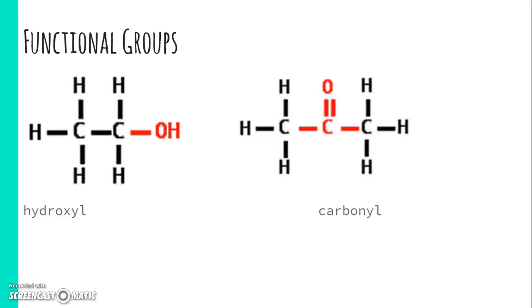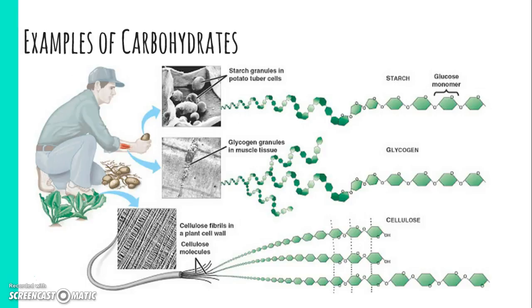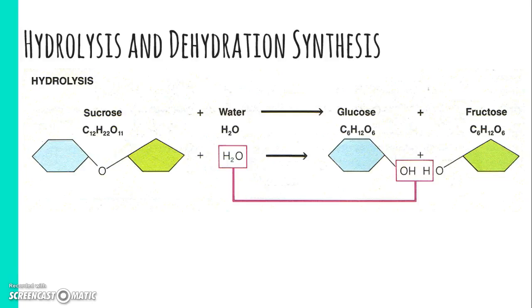The functional groups of carbohydrates are hydroxyl and carbonyl. Some other examples of carbohydrates are starch, which is found in plants, glycogen, which is found in your muscles, and cellulose, which is the plant fiber walls. This is a hydrolysis reaction right here, and it shows how H2O was added to sucrose to create glucose and fructose.